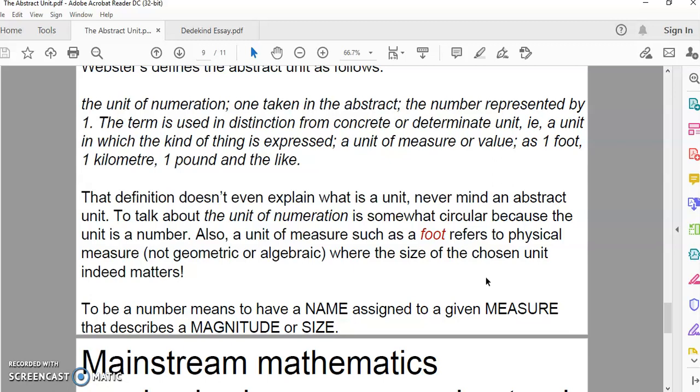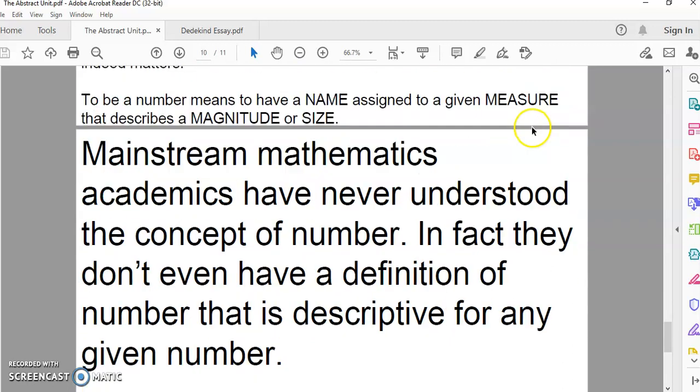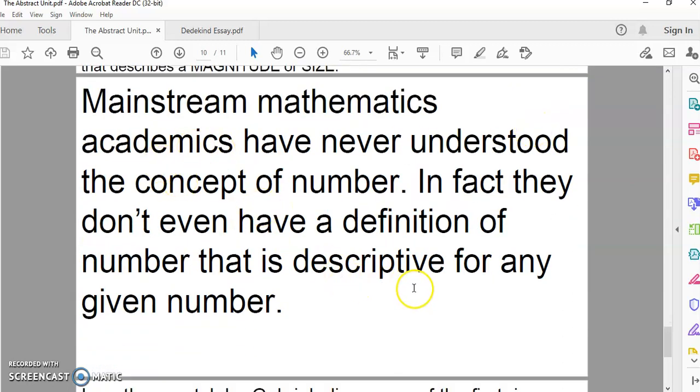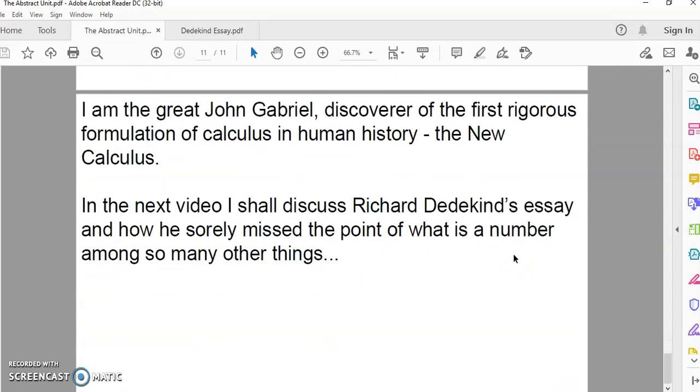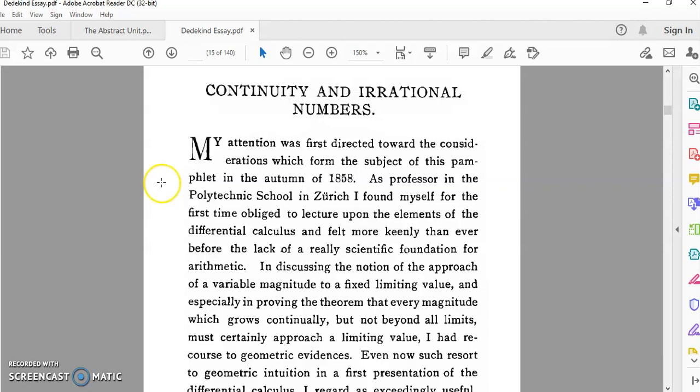So to be a number means to have a name assigned to a given measure that describes a magnitude or size. Mainstream mathematics academics have never understood the concept of number. In fact, they don't even have a clue what the meaning is of number that is descriptive for any given number, okay? So in the next video, I'm going to discuss Richard Dedekind's comical essay, I think it was an essay on numbers, and I'm going to focus on this chapter here, which is continuity and irrational numbers. Since I don't have any time to discuss it, I'll place it in another video.